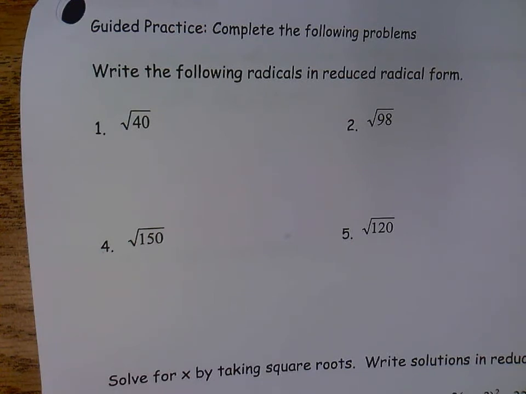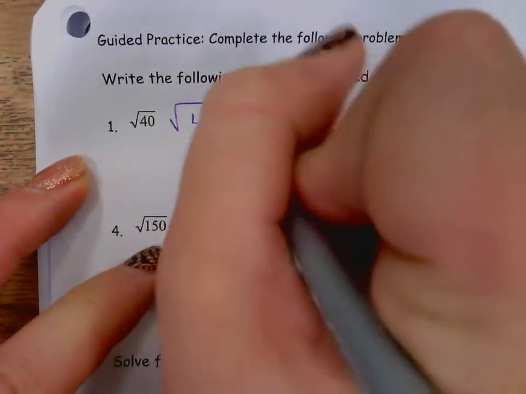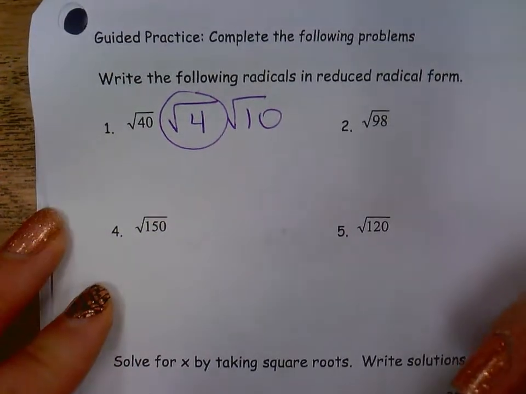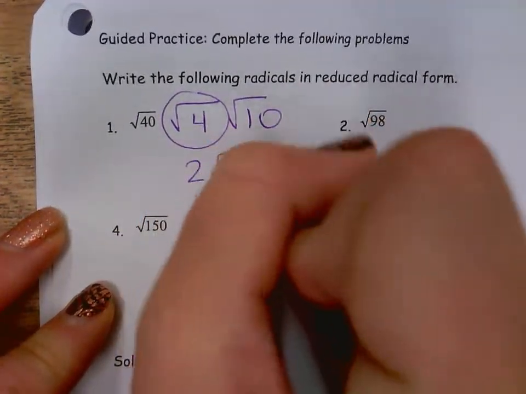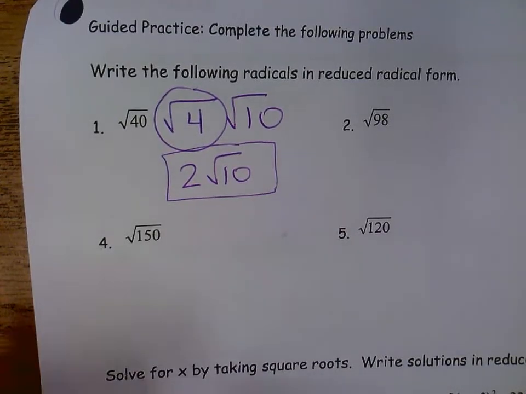So if you look, you got to be down here first because you only get 40. Is 40 divisible by 16 or 9? I think it's only divisible by 4. So you're going to write it as the square root of 4 times the square root of 10. Then you're going to take the square root of 4. So your answer to number 1 would be 2 root 10 is how you say it. 2 square roots of 10. 2 times the square root of 10.